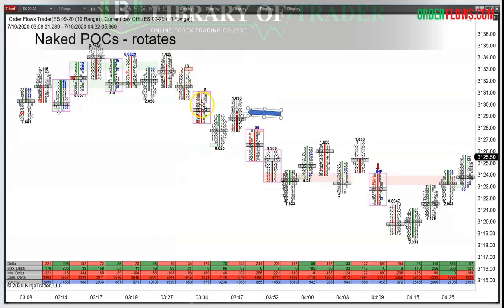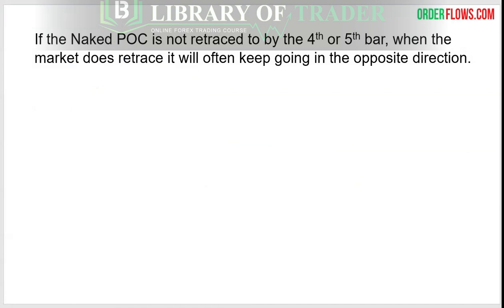Here, selling off, naked point of control, it rotates back up here, covers it, and then continues its move back down. And here you've got naked point of control, naked point of control, naked point of control. Here you've got a naked one, it comes back in, and it just keeps rotating back up. So again, be careful, especially on a range-based chart, where the market can move a lot faster, I think, than a time-based chart in terms of price movement. Now, the thing to remember: if the naked point of control is not retraced to by the 4th or 5th bar, then it's often going to keep going in the opposite direction.